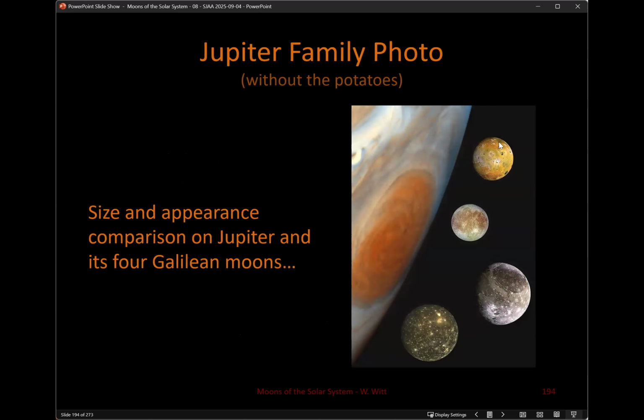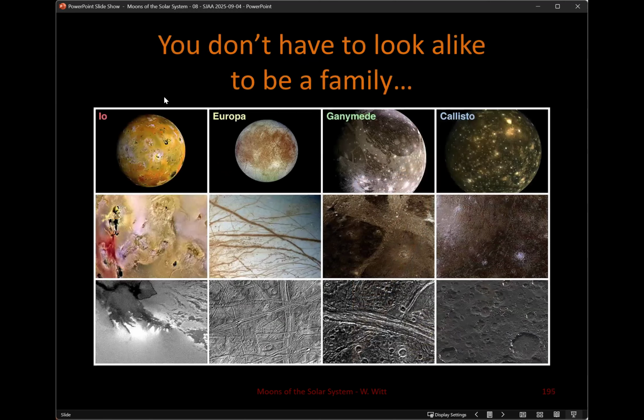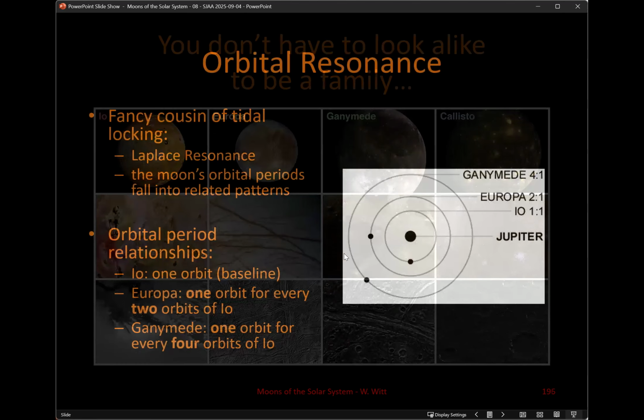Here's a family photo, right? You have the four moons of Jupiter hanging out with their parent. You would never see them like this through a telescope. This is just a composite, but it kind of shows you what they look like. And it kind of drives home the point: you don't have to look alike to be part of the same family, right? So all of these guys are part of the Jupiter family, but clearly their chemistry and geologic features are all very, very different.